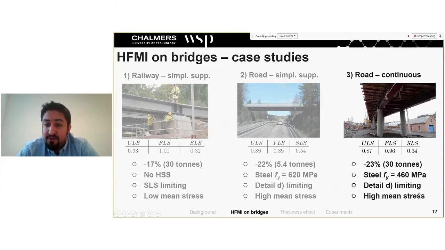Also here, the mean stresses were high. So this 460 here, in combination with a parametric study I did, which I have not shown here, for railway bridges, shows that S460 seems to be a quite suitable material strength when we optimize our bridges.